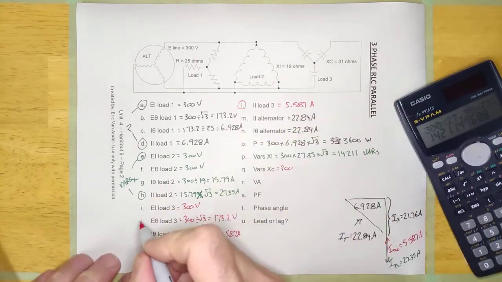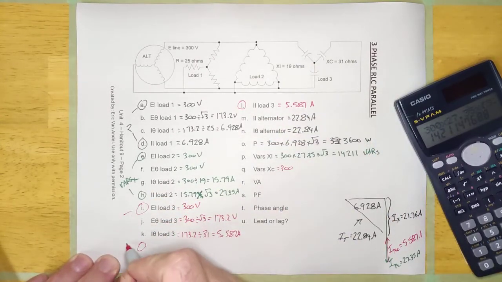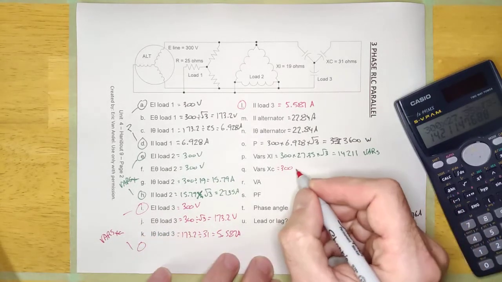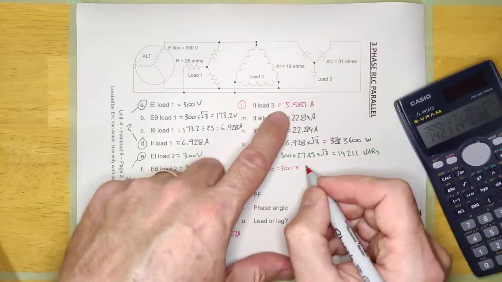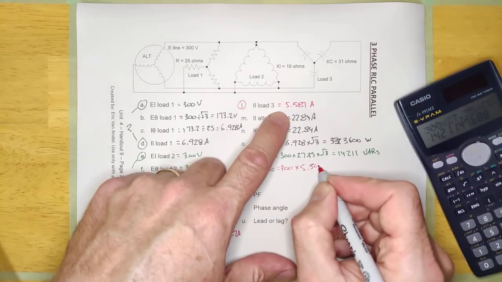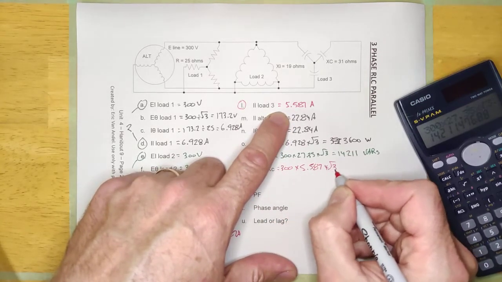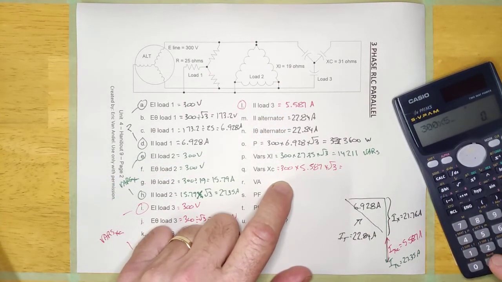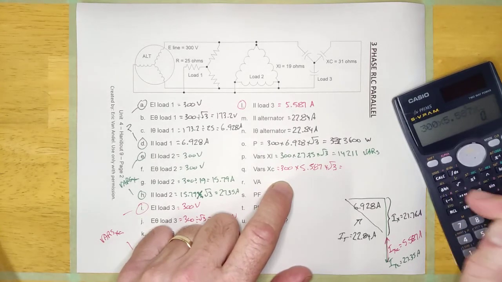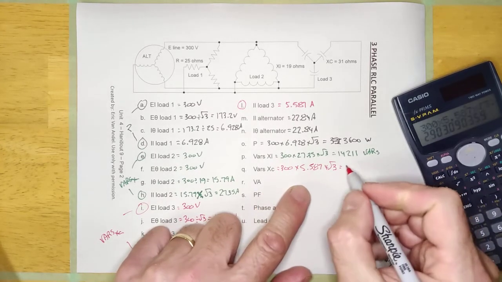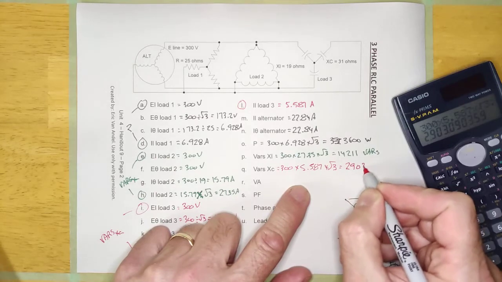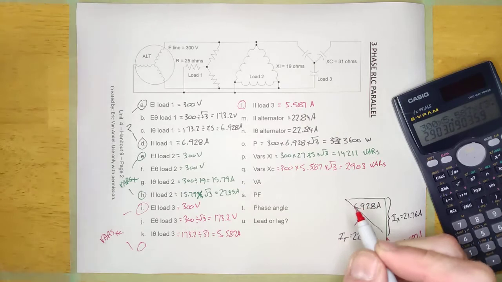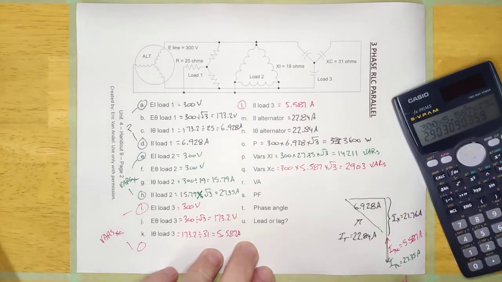Okay. Now we'll do the last one, or at least the last load bank here. 300. It's going to be that one and that one, right? 300 times 5.587 times root 3. 2903 VARS. All right, guys. So far, so good.